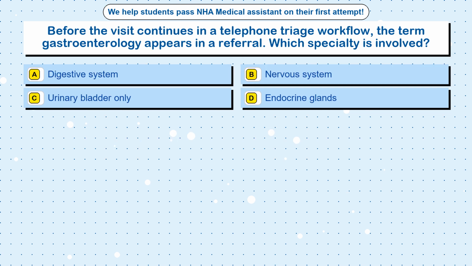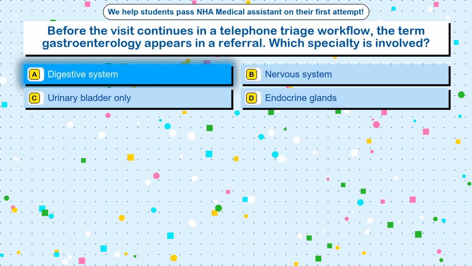Question 37. Before the visit continues in a telephone triage workflow, the term gastroenterology appears in a referral. Which specialty is involved? Option A, digestive system. Option B, nervous system. Option C, urinary bladder only. Option D, endocrine glands. The correct answer is option A, digestive system.